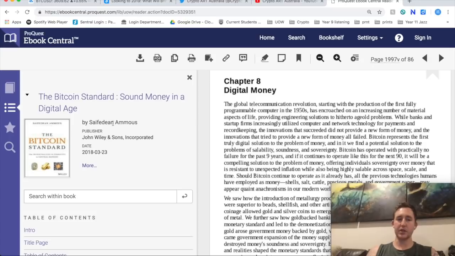So the book is The Bitcoin Standard: Sound Money in the Digital Age by Saifedean Ammous. Okay, which was, by the way, published in March of 2018.